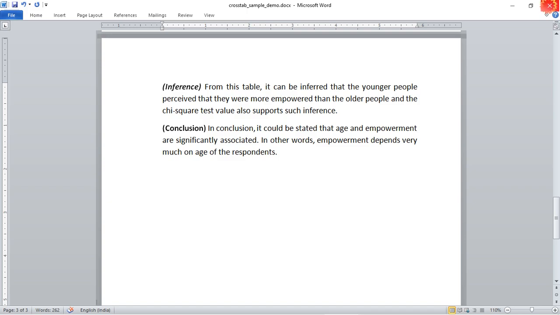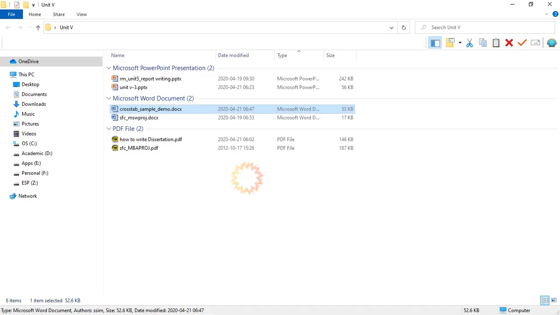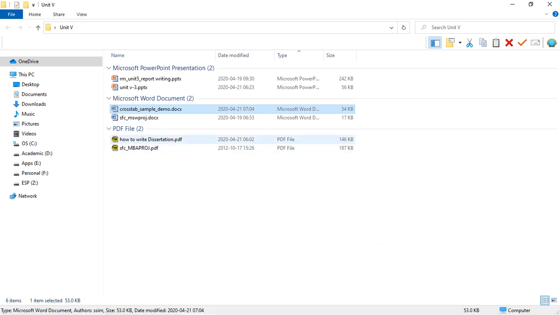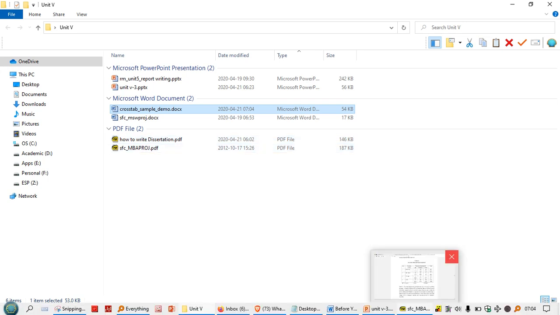I'm closing this file, and then let's move on very quickly to how to write a dissertation. That's our actual focus for today. How to write a dissertation.